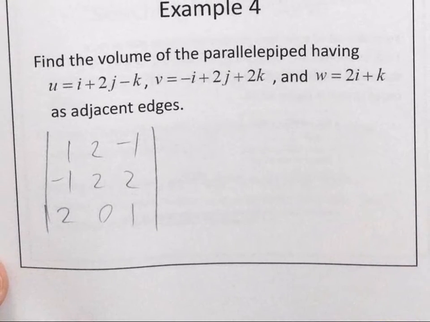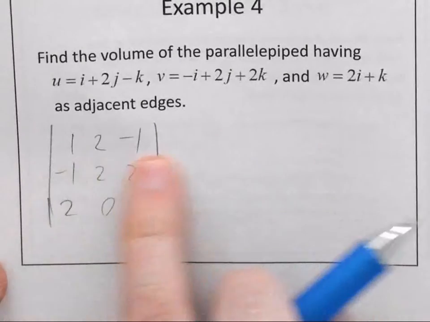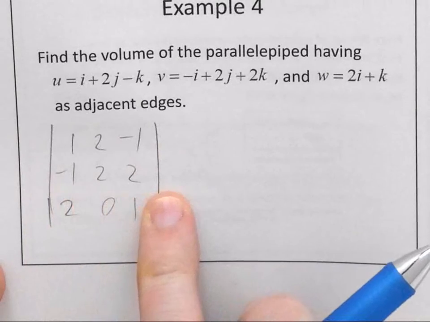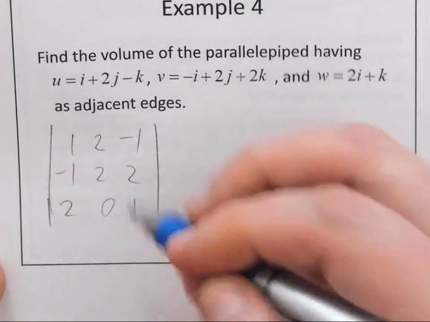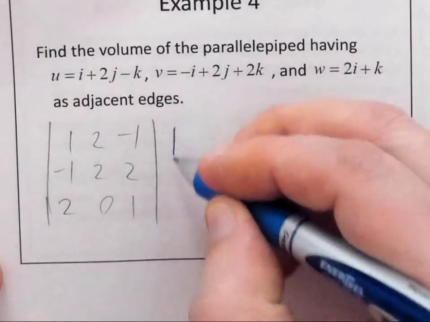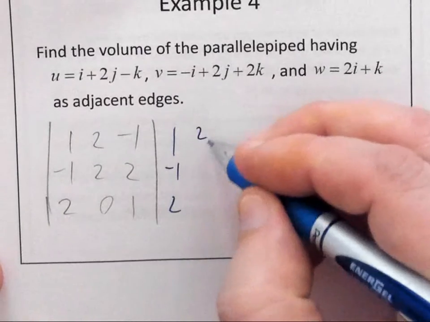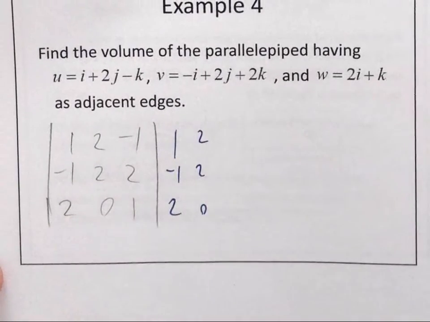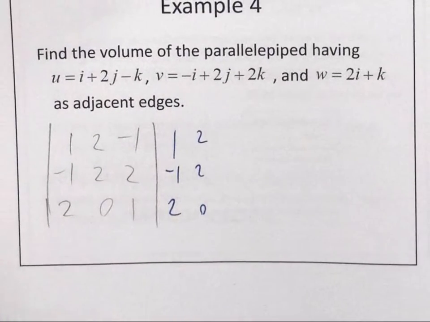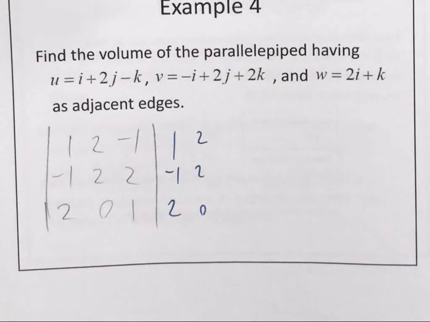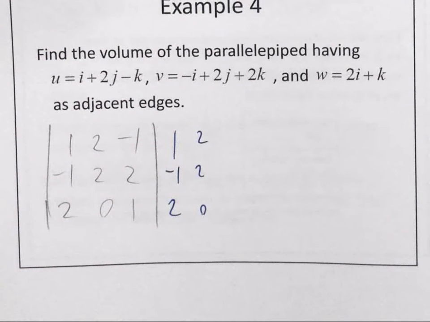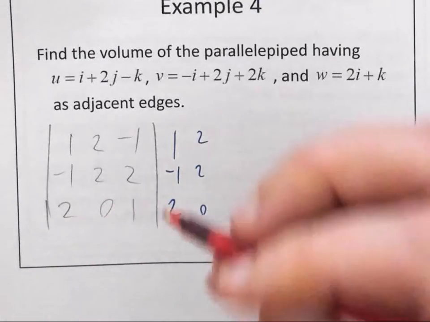You add first two rows. Yeah. So add 1, 2, negative 1, and negative 1, 2, 2? No. First two columns. First two columns onto the end. So if I do that, I'm going to duplicate 1, negative 1, 2, 2, 2, 0. Then what? Then diagonals, the word Josh couldn't remember.